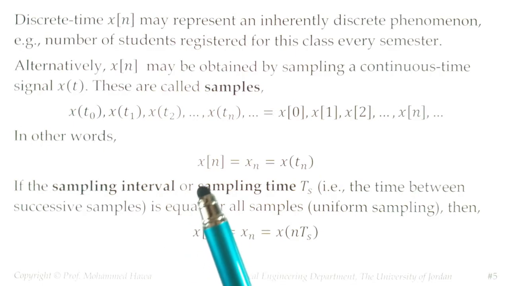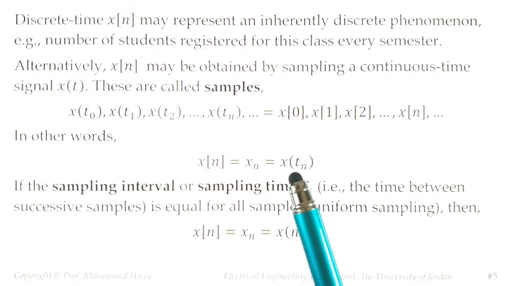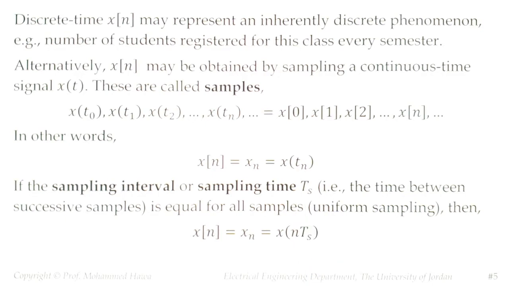If we do sampling, we'll write x of n, or x sub n, equal to x at time t_n. And if the sampling interval, or the sampling time, which I'm going to call Ts, is the time between successive samples, and that time is constant, equal to Ts, then we can write x of n, or x sub n, equal to x at time n Ts. So the first sample is at 0, and then the next sample is at 1 multiplied by Ts, and then the next sample is at 2 times Ts, and then 3 times Ts, and 4 times Ts, and so on. That's why the index starts at 0, 1, 2, 3, 4, and so on.